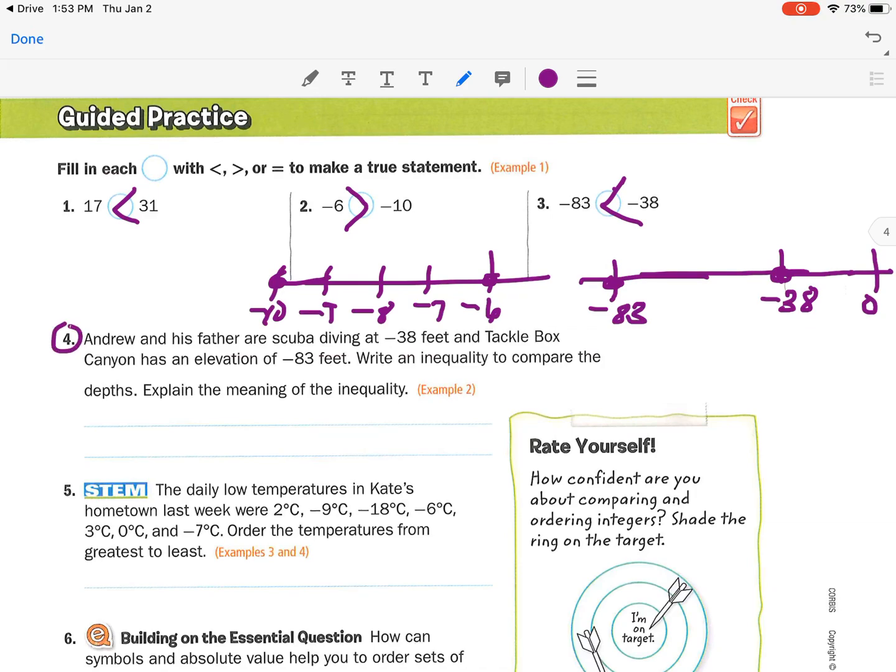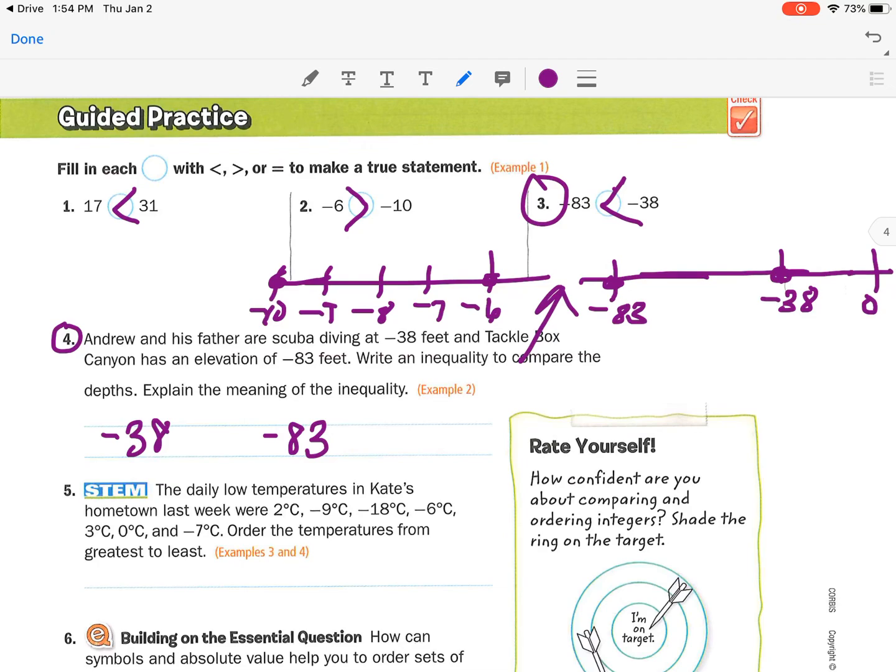All right, let's take a look at this question. Andrew and his father are scuba diving at -38 feet. So I'm going to go ahead and write -38 feet because I'm probably going to have to write an inequality. And the Tackle Box Canyon has an elevation of -83 feet. Well, isn't this kind of crazy? They're using the same numbers as number 3. What in the world? Can you believe that? And I just now noticed this. Anyways, it says write an inequality to compare the depths.